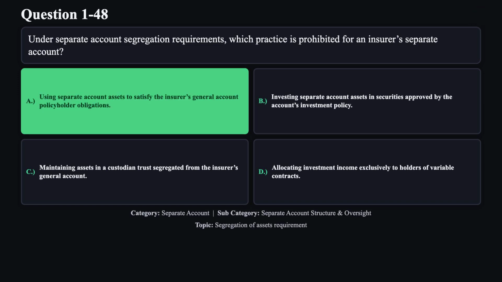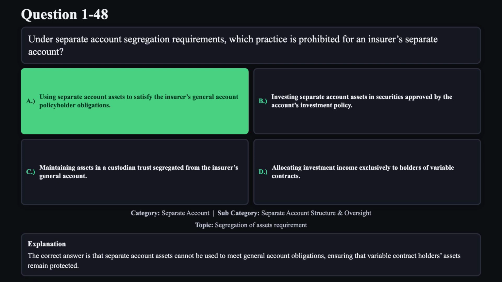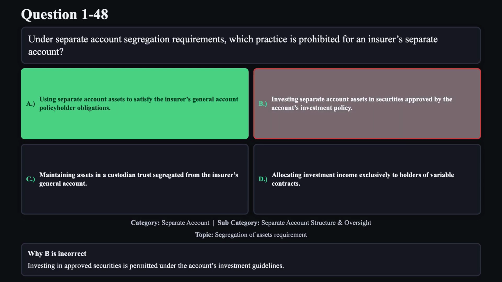The correct answer is A. The correct answer is that separate account assets cannot be used to meet general account obligations, ensuring that variable contract holders' assets remain protected. Reason B is not correct. Investing in approved securities is permitted under the account's investment guidelines.